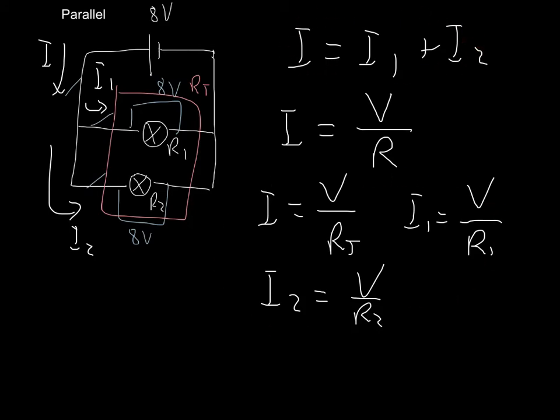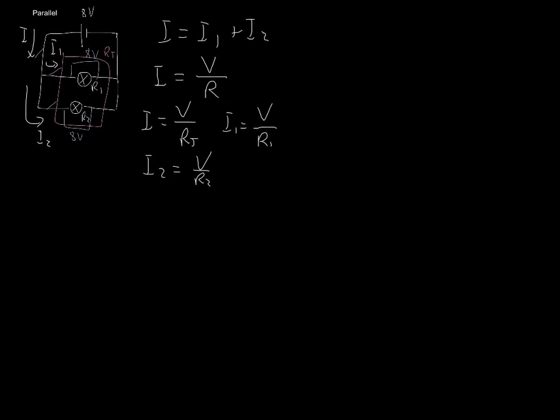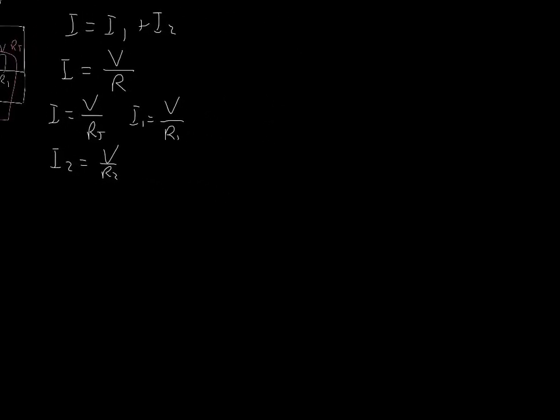Just substitute. So plug this one here, plug this one here, plug this one here, and I'll get the formula for adding up resistances in parallel. Alright, so let's do that. So, good. Now we have this over here, and I'm just going to rewrite it. Instead of I, I'm going to write V over RT.